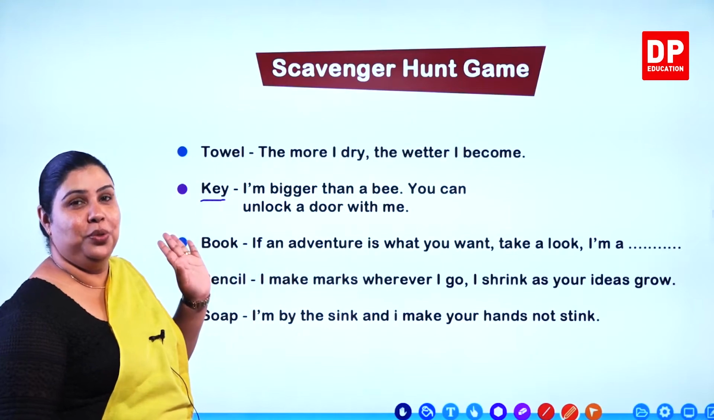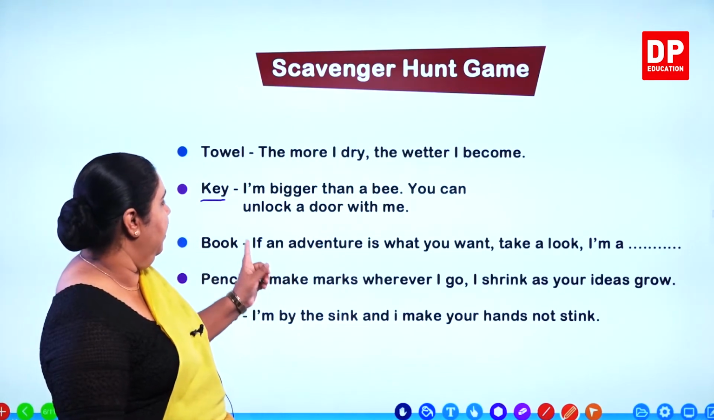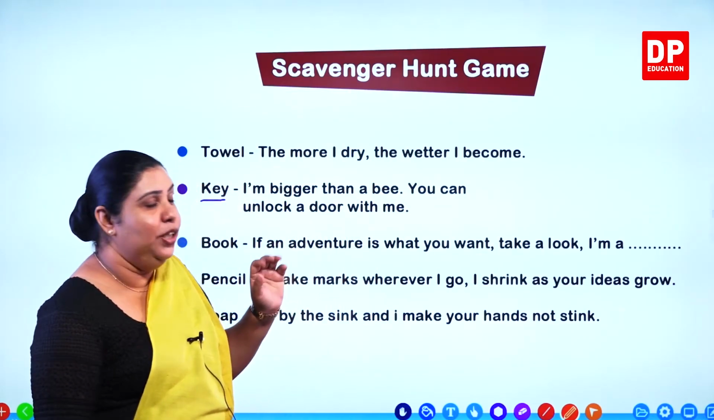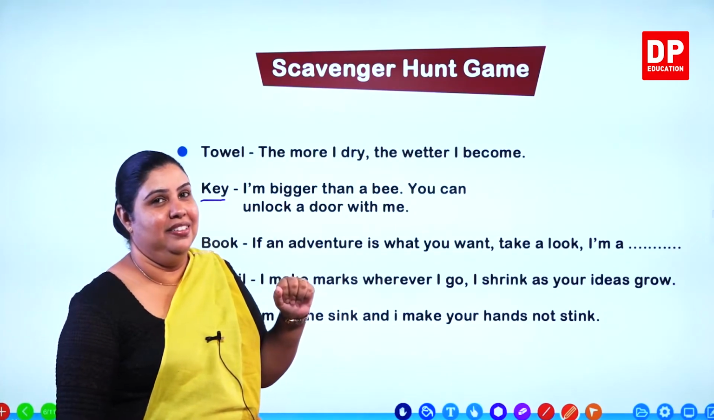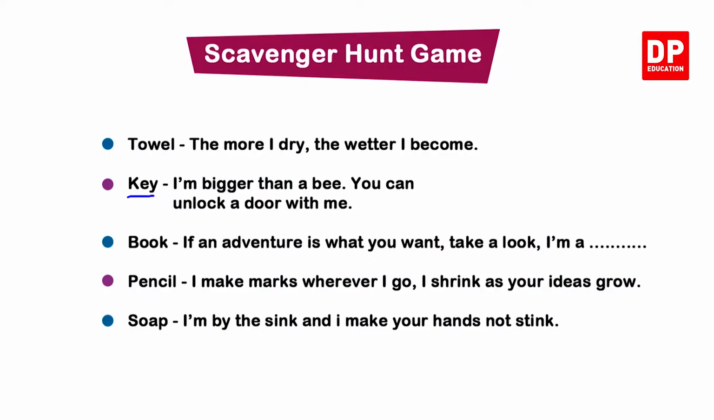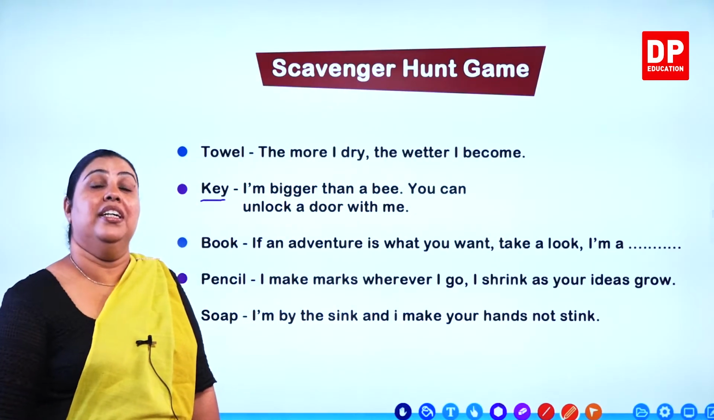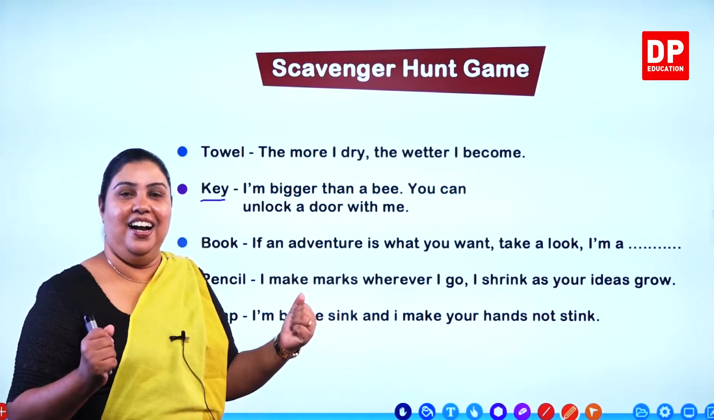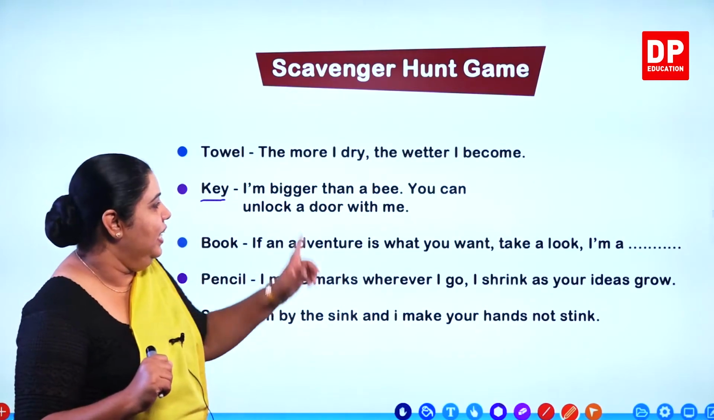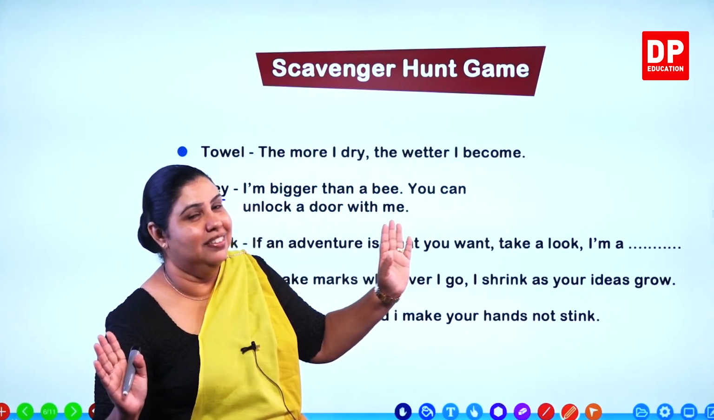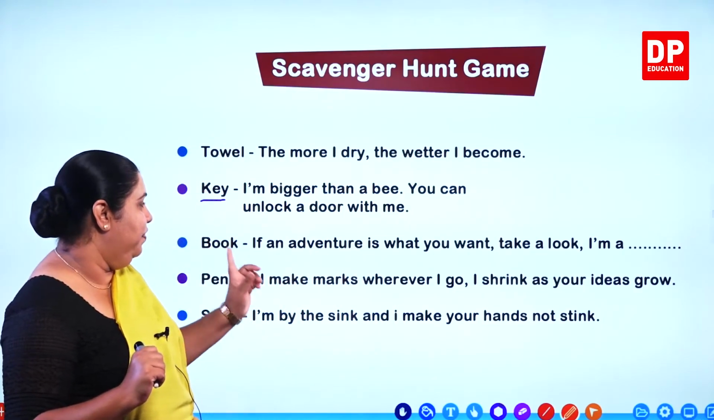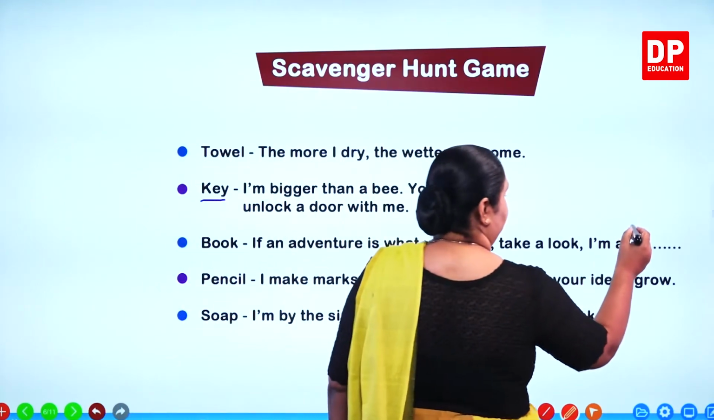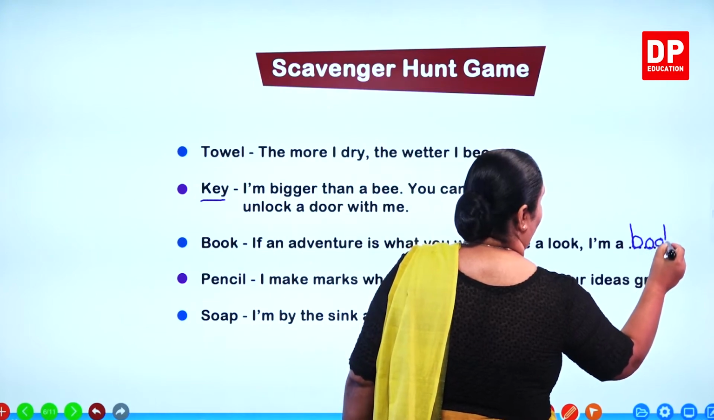Okay, so these are the clues. Next, if an adventure is what you want, take a look. If an adventure is what you want, do you want an adventure? Something thrilling, something surprising, an adventure. Do you want something like that? Take a look. I am a, what is that? It's a book. If an adventure is what you want, take a look. I am a book. Son, here we can also write book.